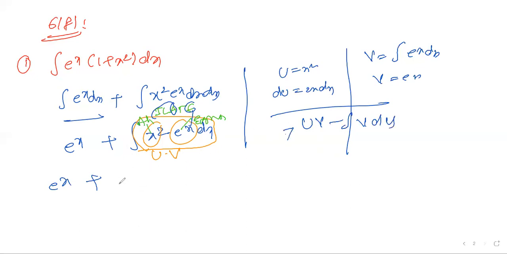What is the value of u? x square into v, that is e power x, minus integration of v du, right? v into du means 2x dx. Is it clear? Good. So e power x plus x square into e power x.